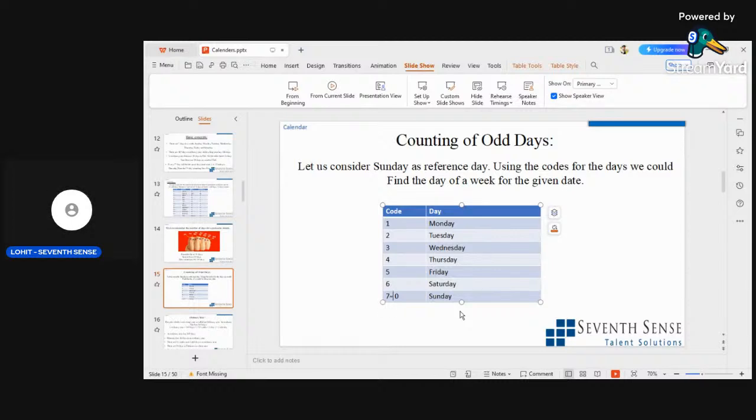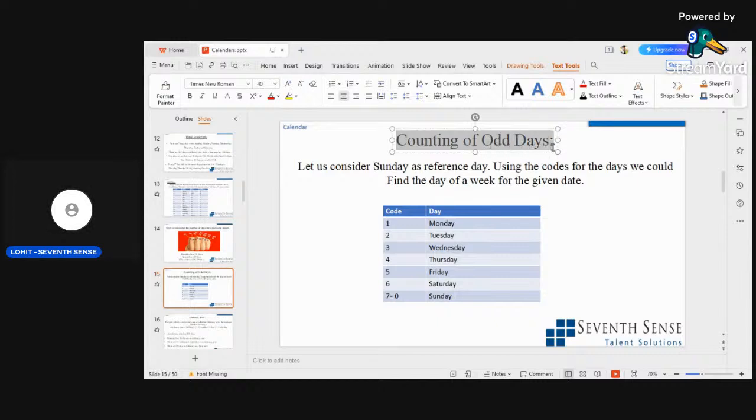And counting of odd days, I have written here counting of odd days. Why I have written it is important, because of this: if I tell you to calculate the odd days in 2024 years, meaning how many odd days are there in 2024 years, what people do is divide by 7 and take the odd days. That is wrong.